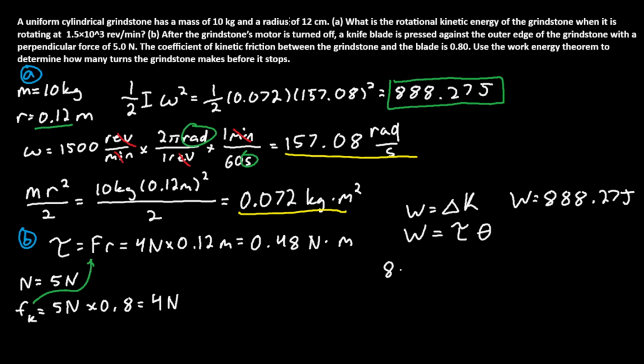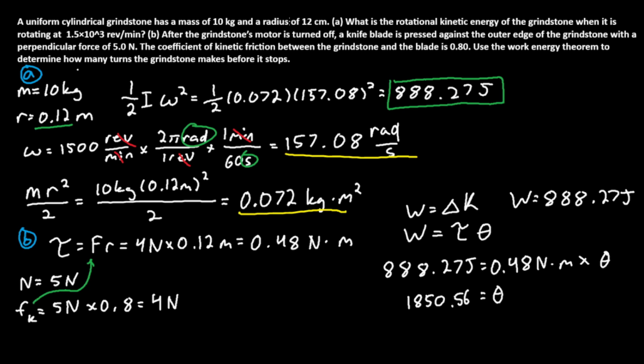Therefore, we can set up this equation with the torque. So 888.27 joules is equal to your torque times distance, or radians. So times radians. And what we have here is just an algebraic equation. We can isolate radians by just dividing 0.48 on either side. So if you divide 0.48 on either side of the equation, then you should get a radial displacement of 1850.56 radians. But this is in radians.